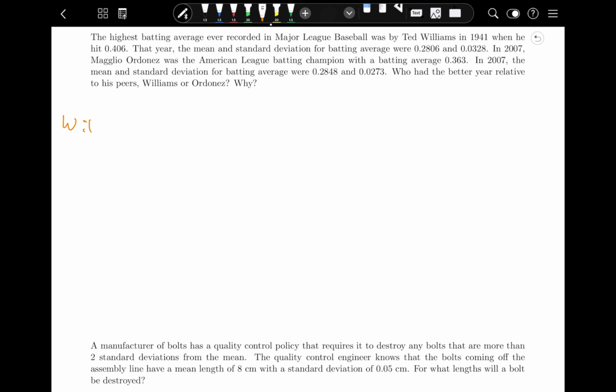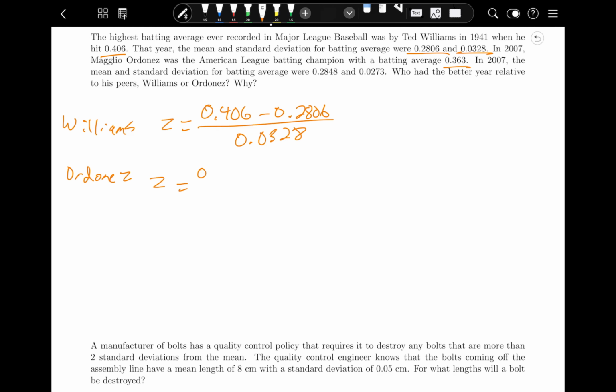So we've got Williams and we've got Ordonez. For Williams' Z-score, his data value is 0.406, the mean is 0.2806, and the standard deviation is 0.0328. And for Magglio Ordonez, we've got a data value of 0.363 minus his mean, which is 0.2848, divided by the standard deviation of 0.0273. Then we can just plug those into our calculator to see who had the best year relative to their peers.